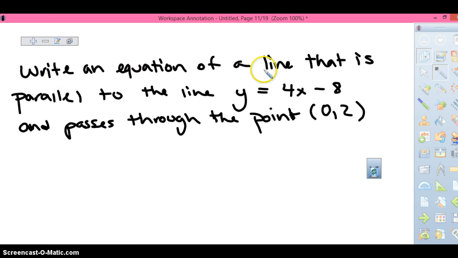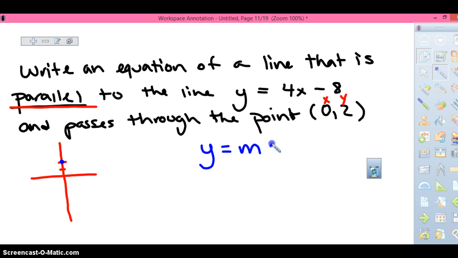If we have to write an equation of a line that is parallel to the line y equals 4x minus 8 and passes through the point (0, 2). Remember how earlier I told you that the ordered pair where x is 0 and y is 2 is a y-intercept. (0, 2) would be about here, right? Okay. Now if we need to write an equation of the line, again, slope-intercept form, y equals mx plus b, where m is the slope, b is the y-intercept. What do we know about parallel slopes?